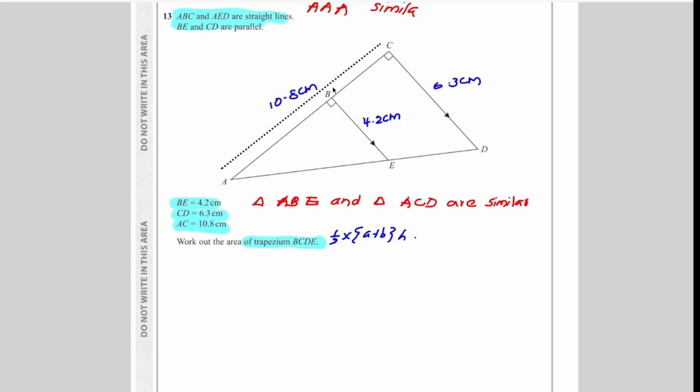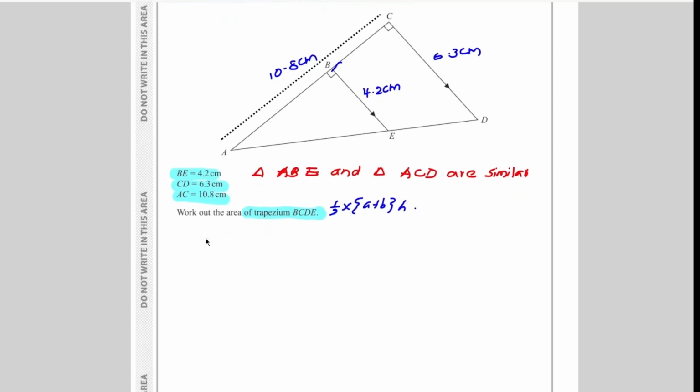How do we get this height? So we have this length, the full height of the bigger triangle. If we can get the height of the smaller triangle, we can subtract it from the height of the bigger triangle, and we get the height of the trapezium. So our goal has to be to find the height of the smaller triangle. How do we get it? We know that the two triangles are similar.